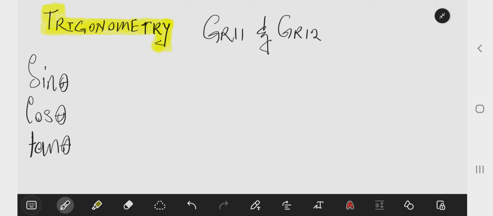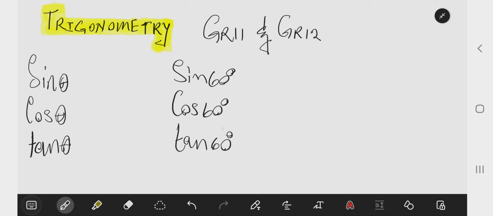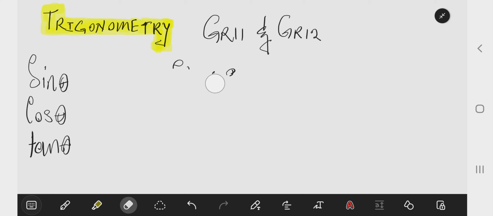So if I can give another example, let's say sine 60, right? It means that theta is 60. I want to know what sine 60 is, I want to know what cos 60 is, and I want to know what tan 60 is, right? So that is the whole aim of this exercise, or the whole aim of this lesson.